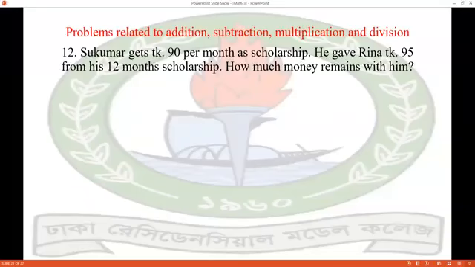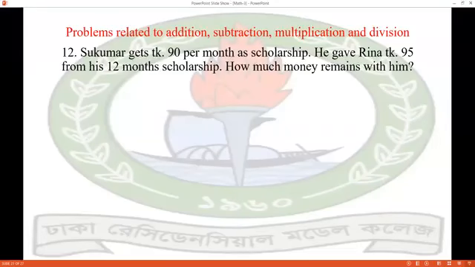In the next problem, number 12, Sukumar gets 90 taka per month as a scholarship. You know, many students in our college get a scholarship. Here, Sukumar gets a scholarship of 90 taka per month. He gave Rina 95 taka from his 12-month scholarship. How much money remains with him?